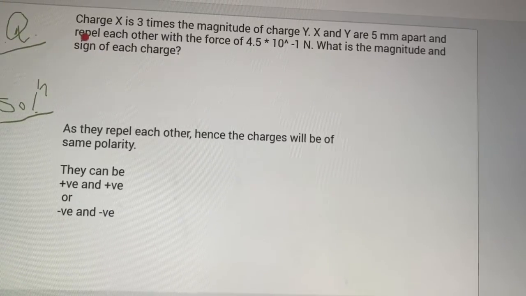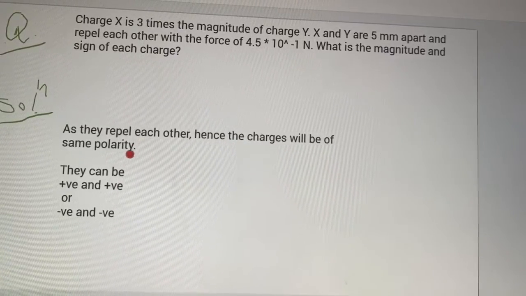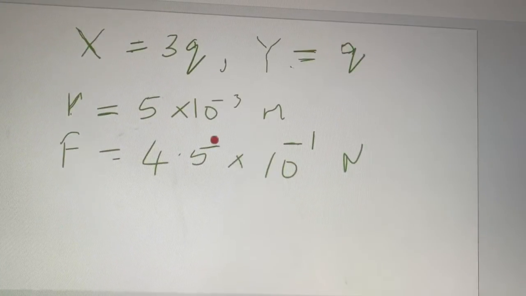Now, because the question says they repel each other, it means clearly the charges will be of the same polarity. So both the charges x and y can be positive or they both can be negative, because then only they will repel each other. Now the second part is to find the magnitude. To find the magnitude, let's do some calculations.